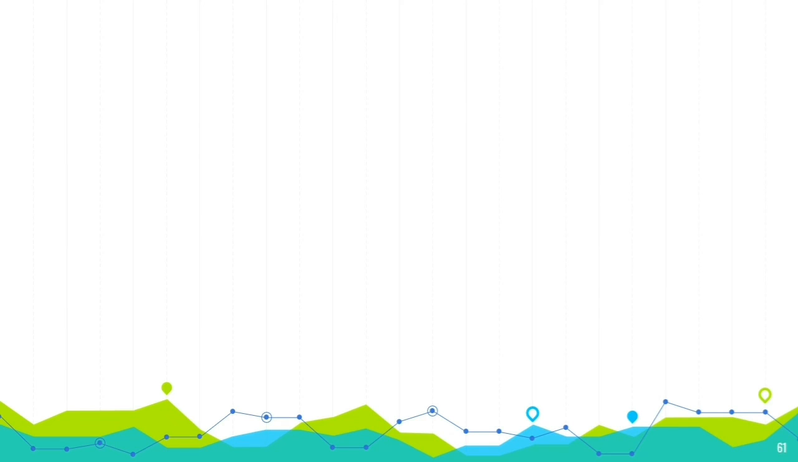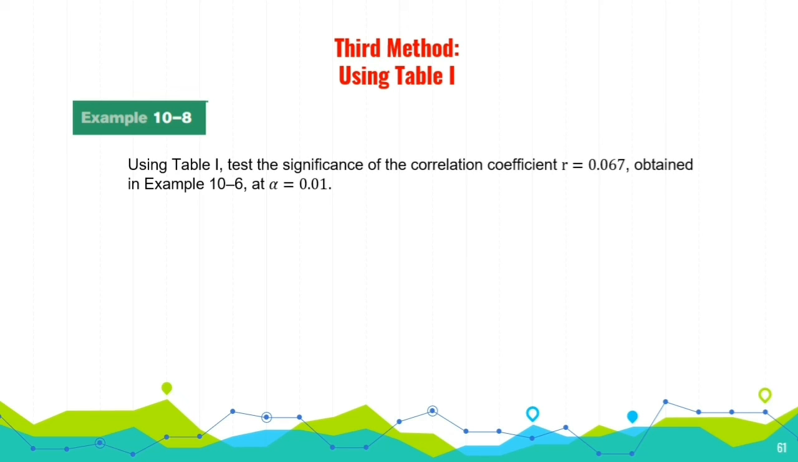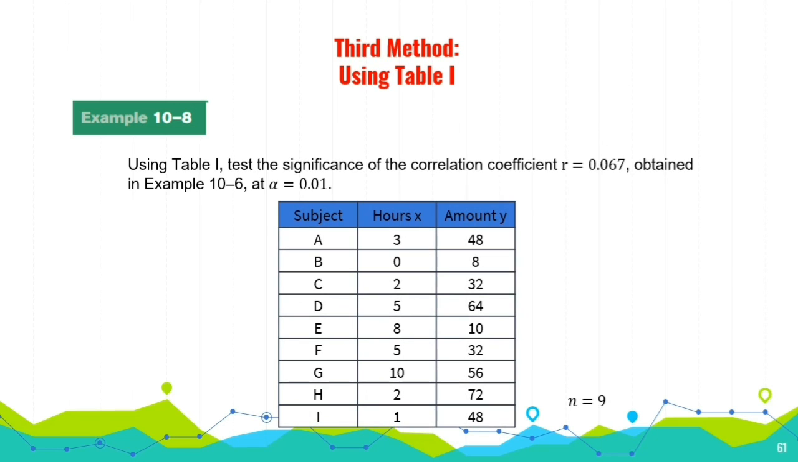The third method of testing the significance of r is to use Table I. The table shows the values of the correlation coefficient that are significant for a specific alpha level and a specific number of degrees of freedom. For our example 10-8, using Table I, test the significance of the correlation coefficient r equal to 0.067 obtained in example 10-6 at alpha equal to 0.01. So we have here the data table.